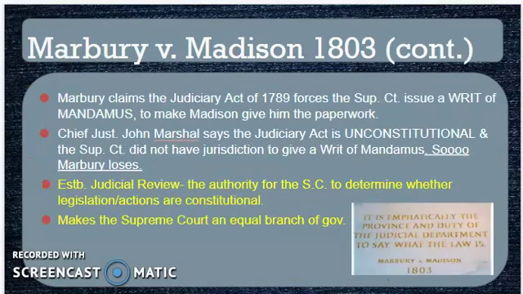Next we have still Marbury versus Madison. I forgot there were two slides. So this establishes the Supreme Court as an equal branch of government, equal to the executive branch and the legislative branch, giving us our three equal branches, and like I said before, establishes judicial review.